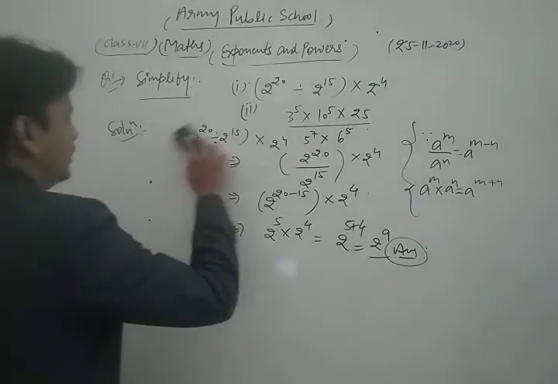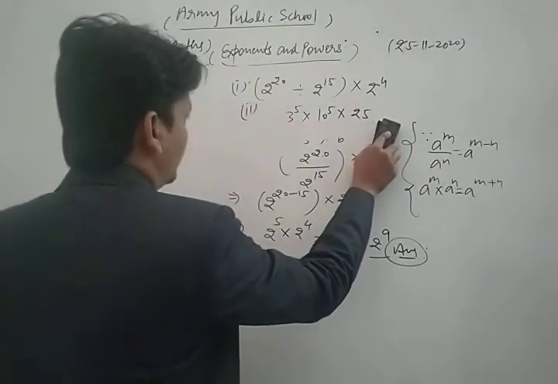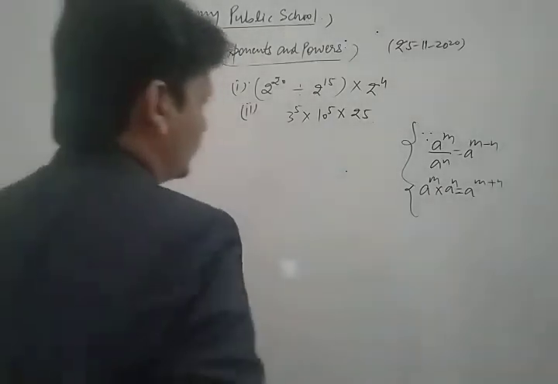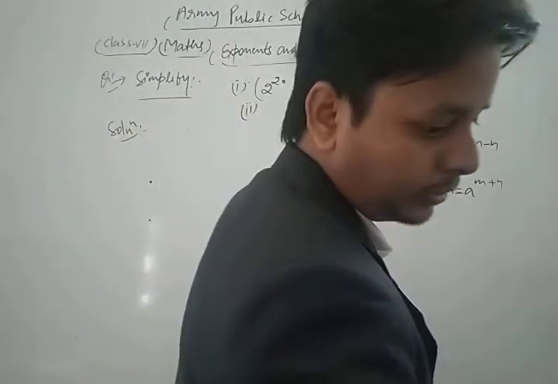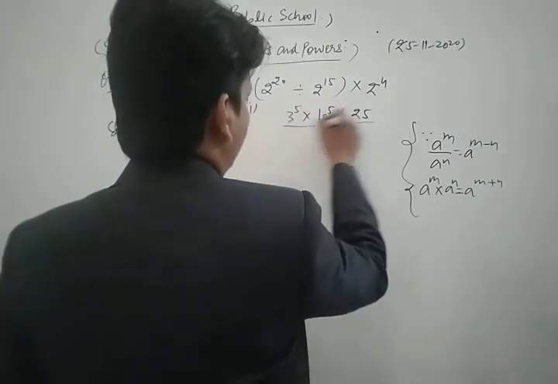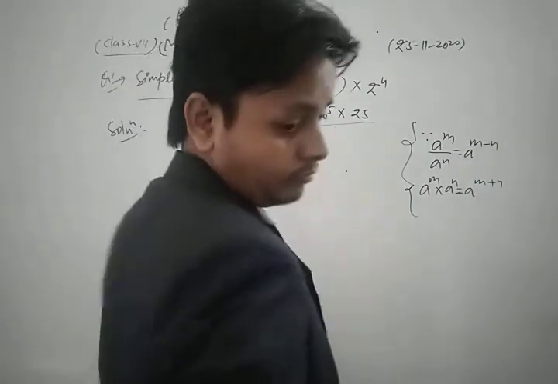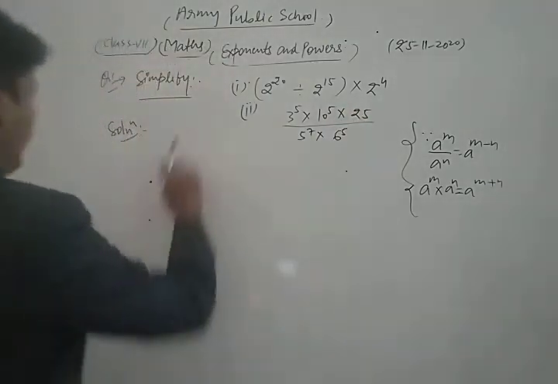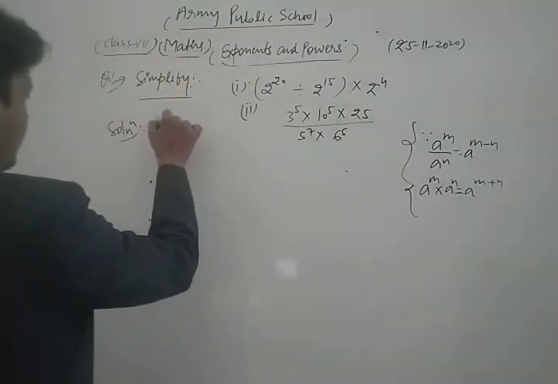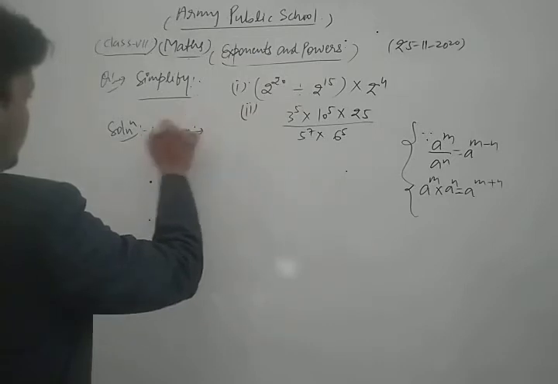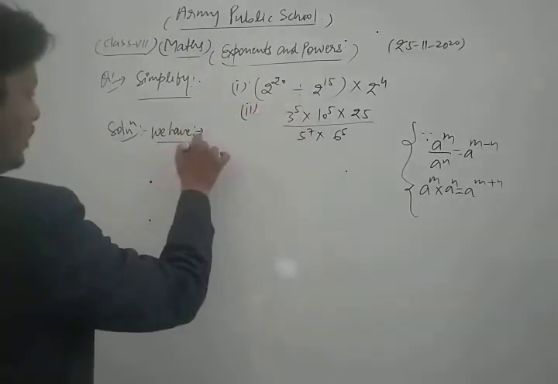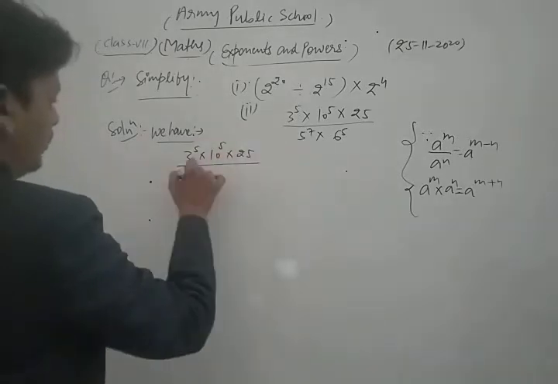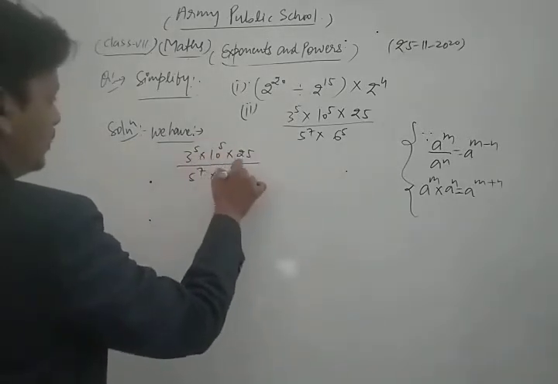Let's see. In the denominator, 5 to the power 7 into 6 to the power 5. This is the question. Now let's see. First of all, we have the question: 3 power 5 into 10 power 5 into 25 upon 5 to the power 7 into 6 to the power 5.